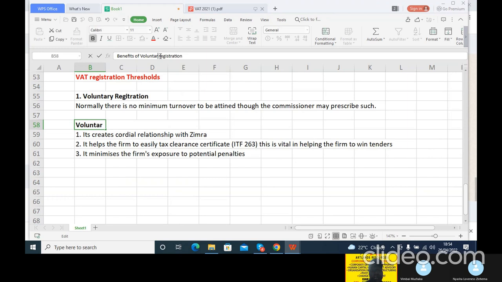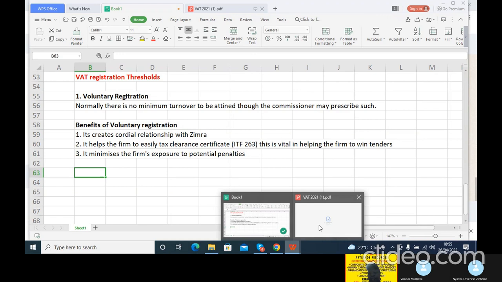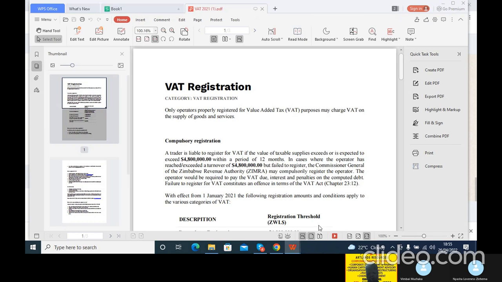If you have not registered for VAT, you may qualify for registration without noticing. If Zimra discovers it when you had not, say you passed the registration turnover in November last year and did not realize because you had not registered voluntarily, you are charged penalties from that November up to today, and that is a financial burden to your firm. Then there are other registration thresholds on the document I sent. To save time, let me zoom this and show you logically and perfectly well.